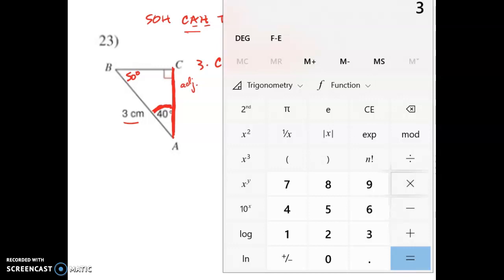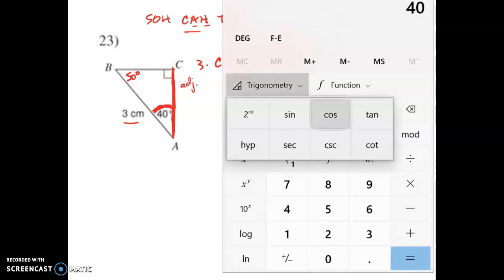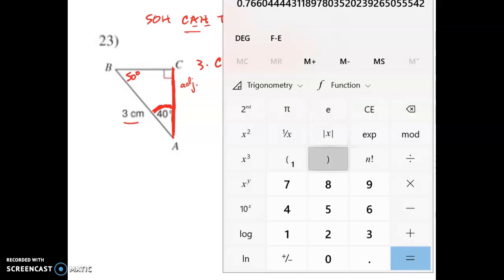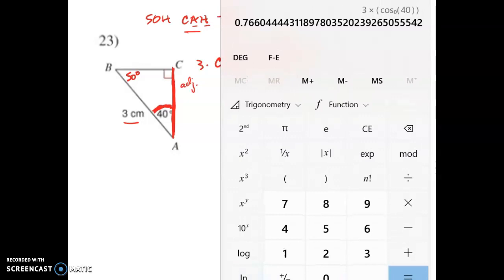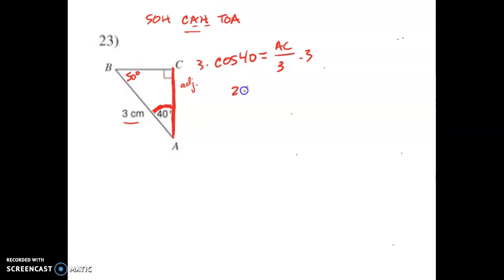3 times the cosine of 40, so use your parentheses. Enter the angle first on these scientific calculators, and then take the cosine of that thing. Close your parentheses. Check your calculator syntax. Make sure that it's exactly what you want. We got 3 times the cosine of 40. That's what I want. Gives me about 2.298, so about 2.30 when I round.